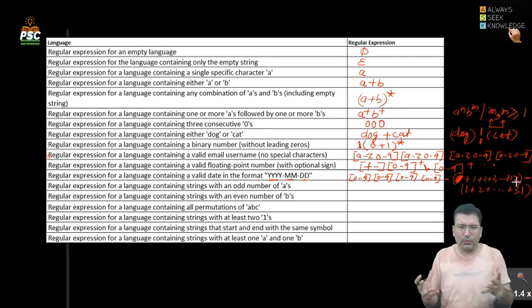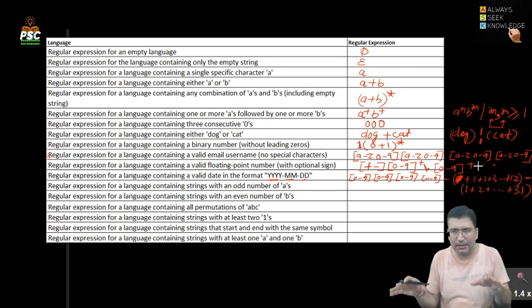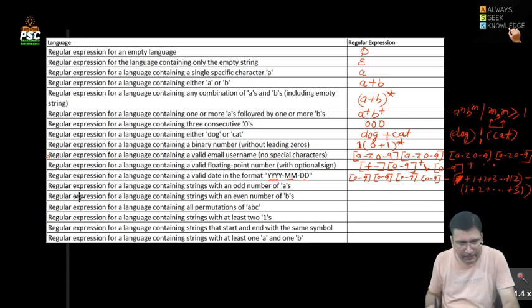So according to the situation, we can write the regular expression and we can test it in our application. Whether you are writing the code in PHP or anywhere, you need to test it. Now, regular expression for containing strings with an odd number of A's.